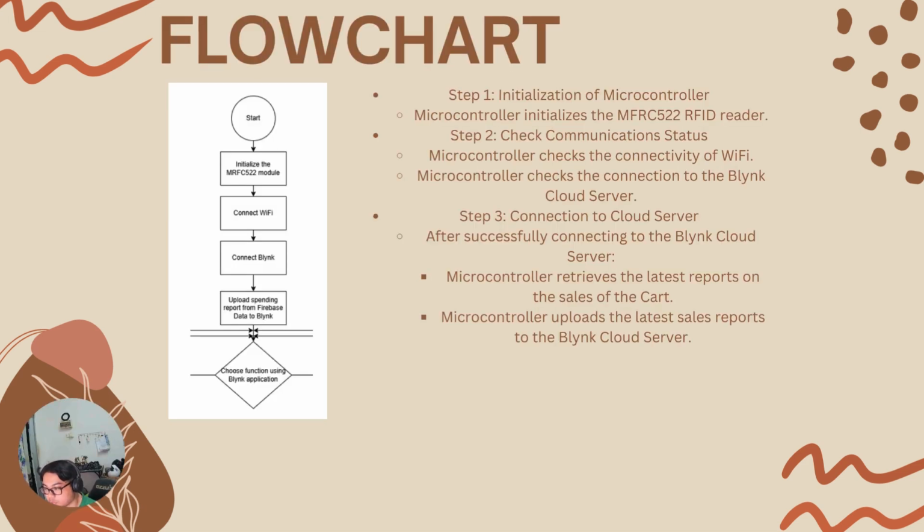Assalamualaikum. My name is Muhammad Akram Basmail and I'm going to present the flowchart for methodology. This figure shows the initialization of the microcontroller before any operation. The microcontroller first initializes the MHR3522 RFID reader and checks the communication status. The communication status starts by checking the connectivity of Wi-Fi and the connection to the Blynk cloud server. After successfully connecting to the cloud server, the microcontroller retrieves the latest reports on sales of the cart and uploads them to the Blynk cloud server.